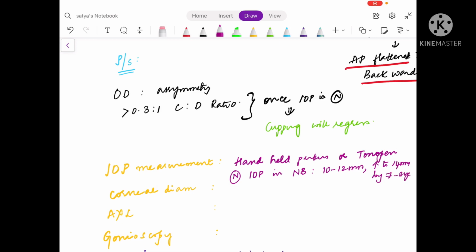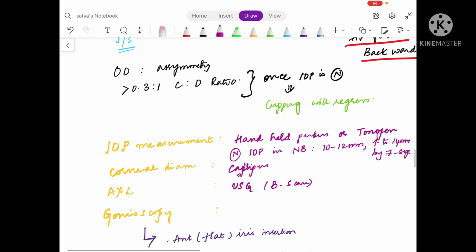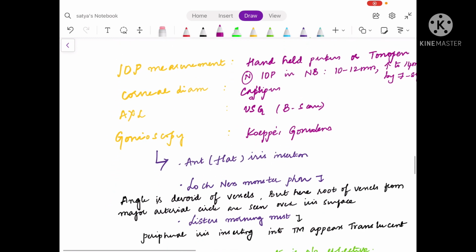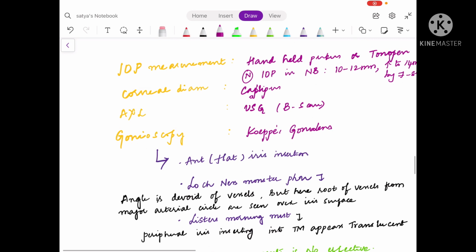Corneal diameter we can measure with a simple calipers, and axial length by ultrasound, that is B scan, and gonioscopy by Koppe's gonio lens. And what are the gonio findings here? The whole problem is in the angle, right? So what are the gonio findings?